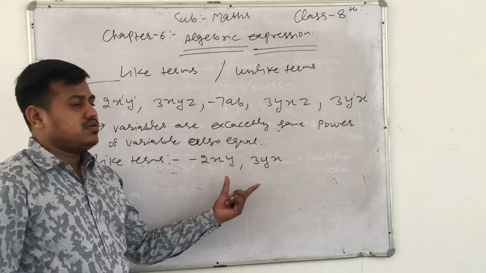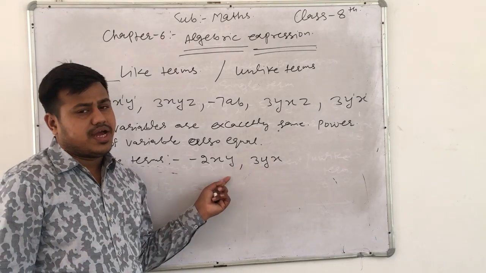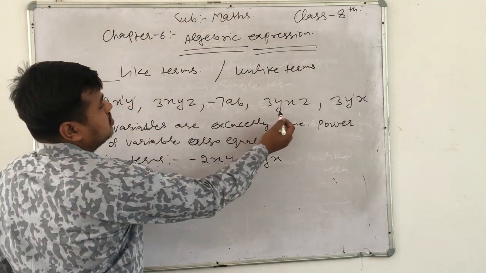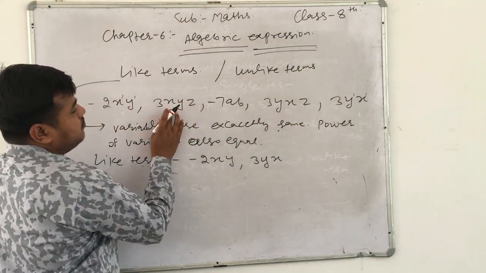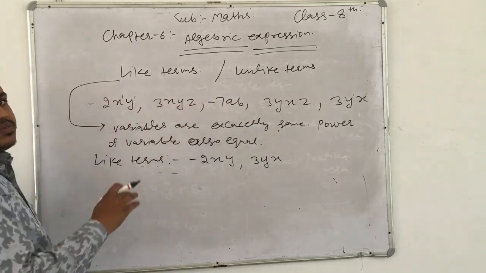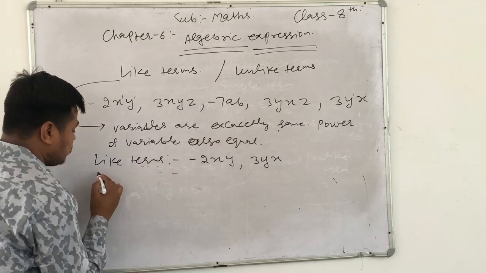Like terms can be added and subtracted. Like terms are those in which the variable part is exactly the same, the same in x, y, z or y, x, z. The power of x, y, z in both algebraic expressions is the same. It means these two expressions are also like terms.